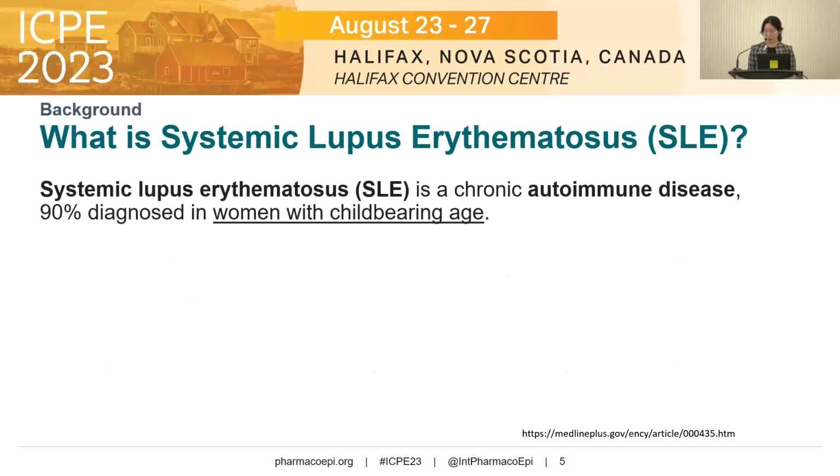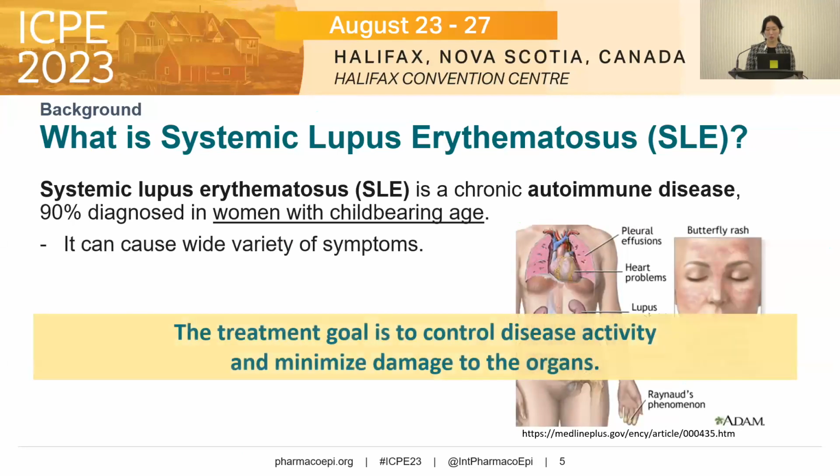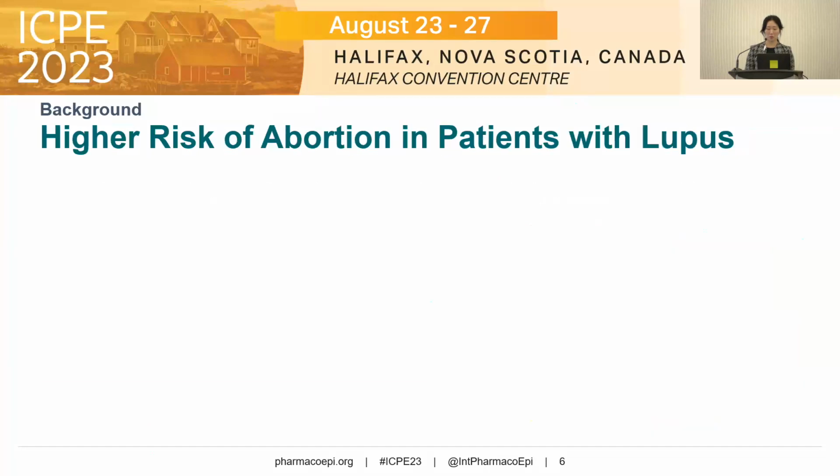So I will start with a little background. What is systemic lupus erythematosus? In short, it is lupus. I refer to it as lupus throughout the presentation. Lupus is a chronic autoimmune disease prevalent in women of childbearing age. As with other autoimmune diseases, it comes with a variety of symptoms, from butterfly rash to organ damage, including heart and kidney problems, and arthritis. The treatment goal for these patients is to control disease activity and minimize damage to the organs.